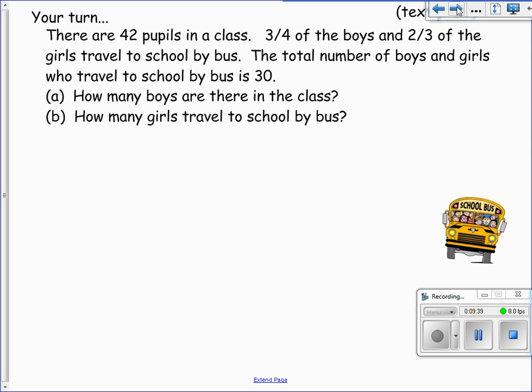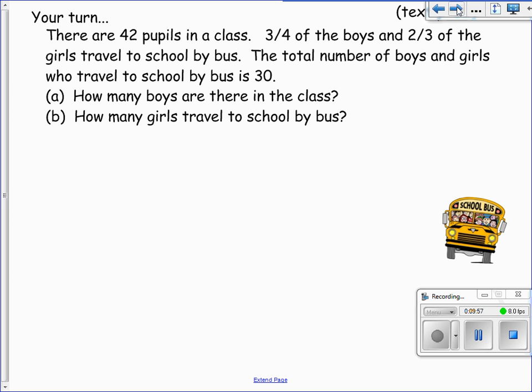So there are 42 pupils in a class. 3/4 of the boys and 2/3 of the girls travel to school by bus. The total number of boys and girls who travel to school by bus is 30. We got to find out how many boys altogether there are in the class and how many girls go by bus.